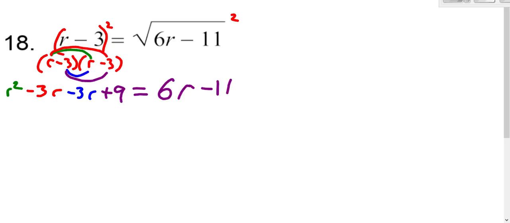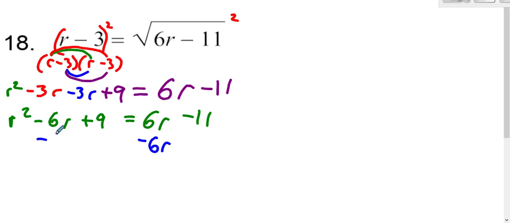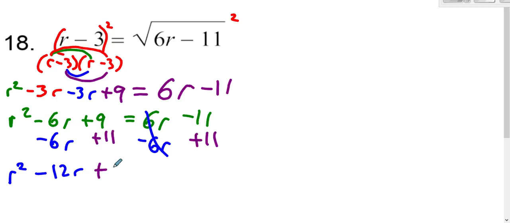Combine all your like terms and get it on one side of the equals. So combine all your like terms. R squared minus 6r plus 9 equals 6r minus 11. So move your 6r over. Subtract 6r. So that's minus 12r. And add your 11 over. So you get plus 20. So it's equal to 0.